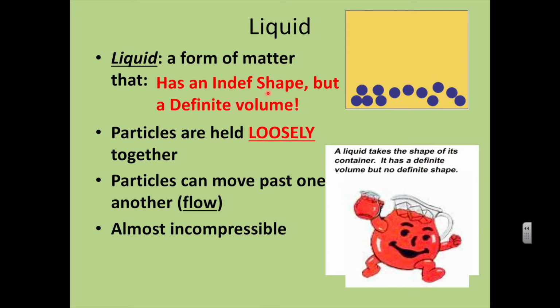Now a liquid is a form of matter that has an indefinite shape, but it still has a definite volume. So its volume is fixed, but it will take the shape of its container. The particles right here are loosely held together. They are still close together, but now they can trade places with one another. They have enough energy that this molecule can move to another molecule over here. The particles can flow past one another, and they are mostly incompressible. We're just going to say that liquids are not compressible.